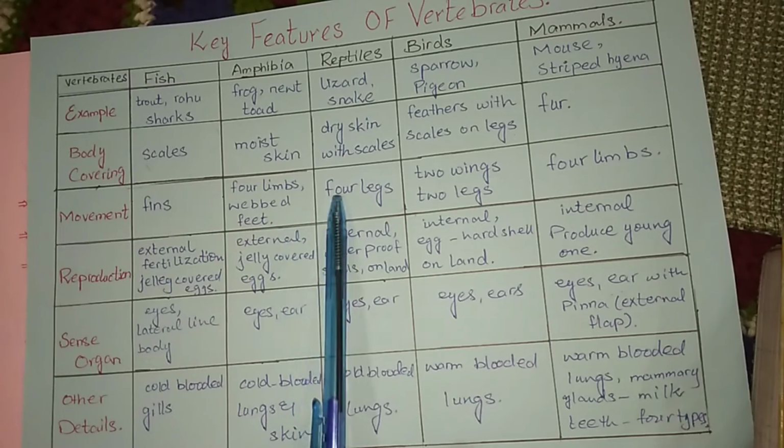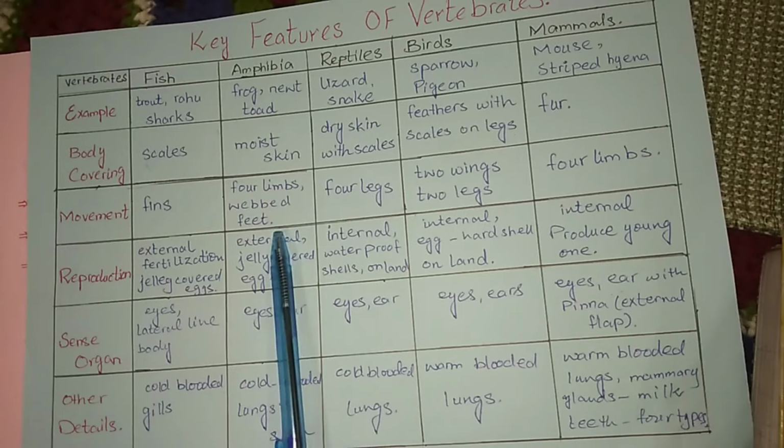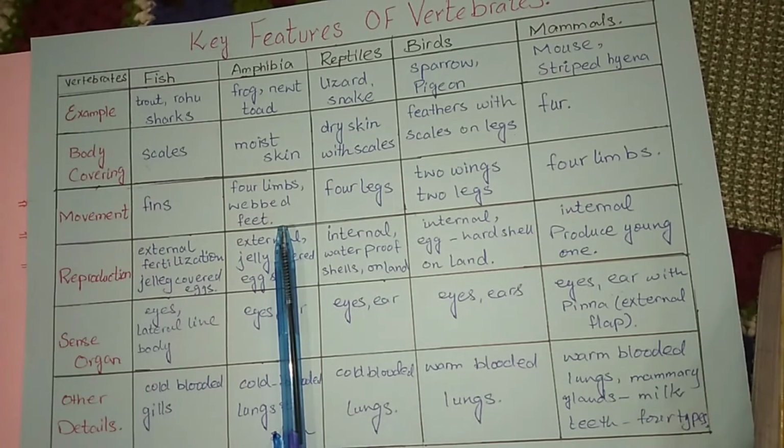Amphibians have four limbs, or we can say webbed feet. Webbed feet means they have skin between all these fingers. Reptiles have four legs. They possess four legs through which they move, walk, and run. And birds possess two wings and two legs.